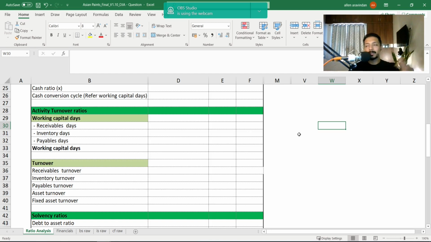And then of course, how well are you using your assets? How well are you using your fixed assets? That could also be derived in activity. So let's get to the first logic of how this entire ratio is even built.